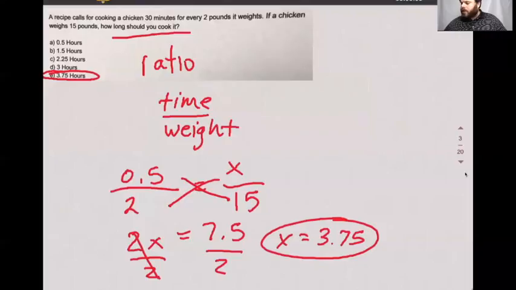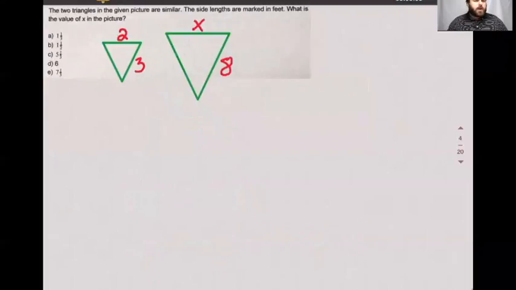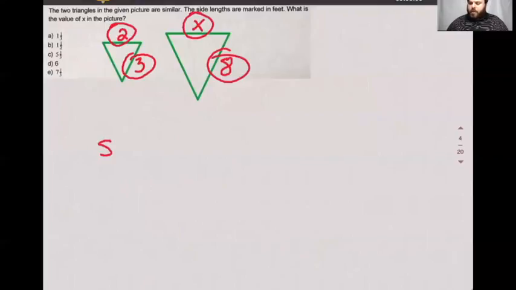All right. Next question. The 2 triangles in a given picture are similar. The side lengths are marked in feet. What is the value of X in the picture? So, all right, so this one, they tell us that they're similar figures. So we know with similar figures, we're dealing with proportional reasoning here. So I can look at the small side over the big side. That should equal the other small side over the big side. Okay, so I'm going to look at the ratio between the small and the big.